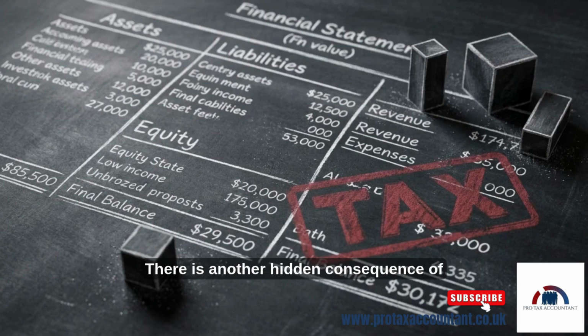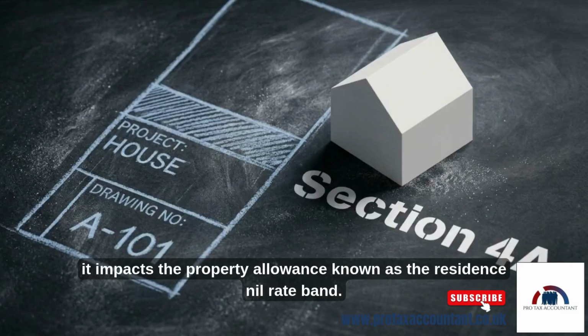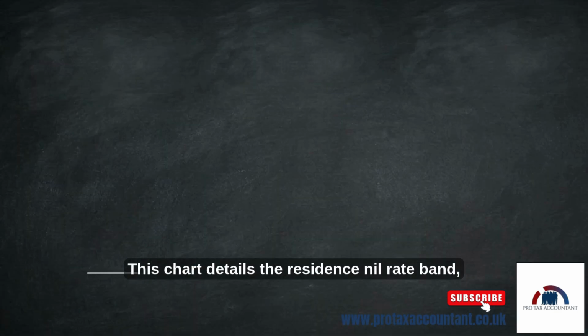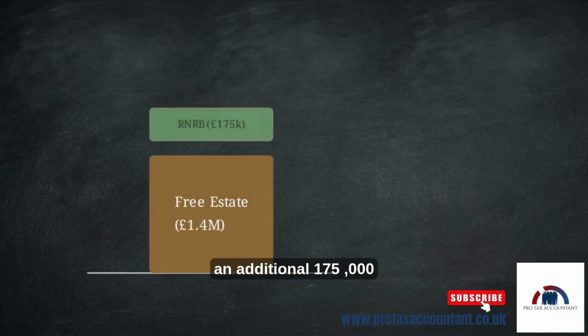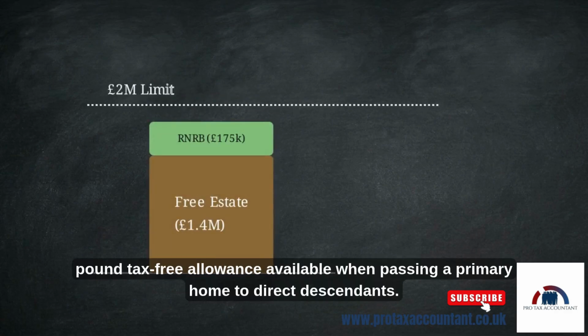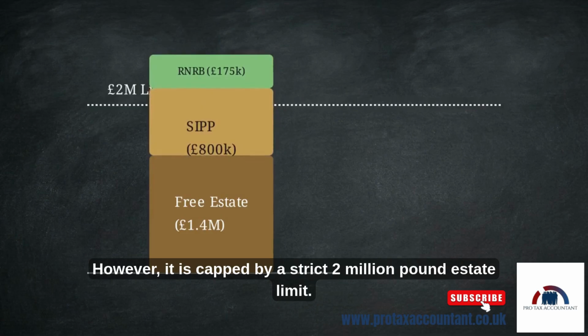There is another hidden consequence of absorbing pension assets into the main estate, and it impacts the property allowance, known as the residence nil rate band. This chart details the residence nil rate band, an additional £175,000 tax-free allowance available when passing a primary home to direct descendants. However, it is capped by a strict £2 million estate limit.